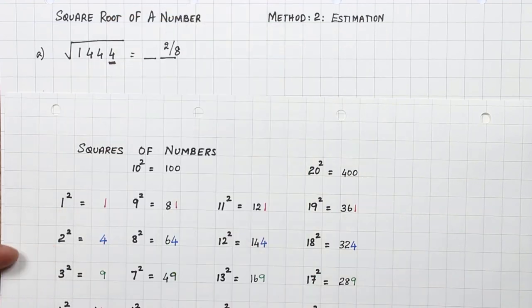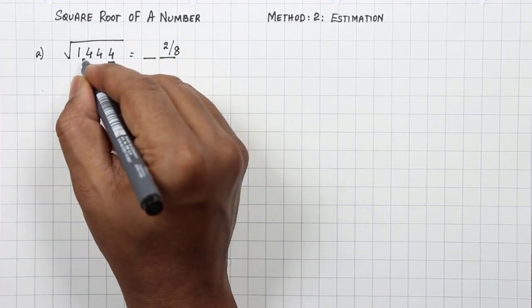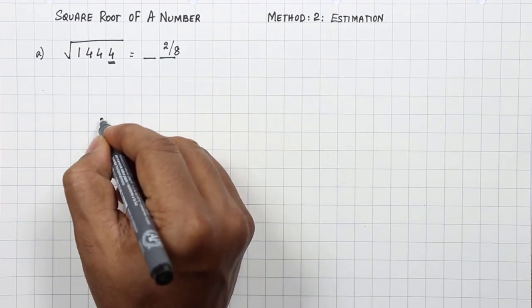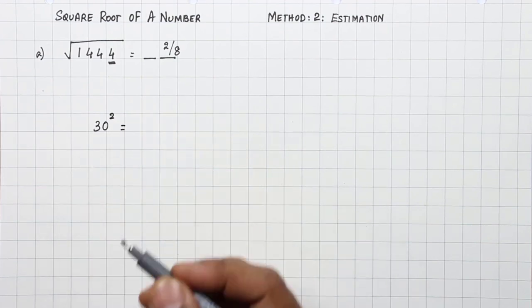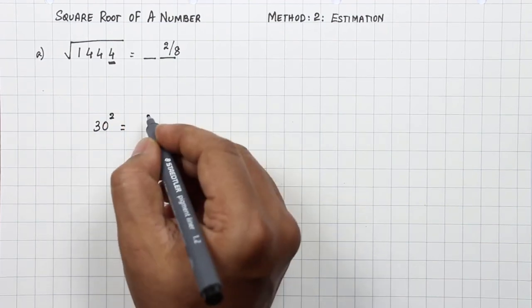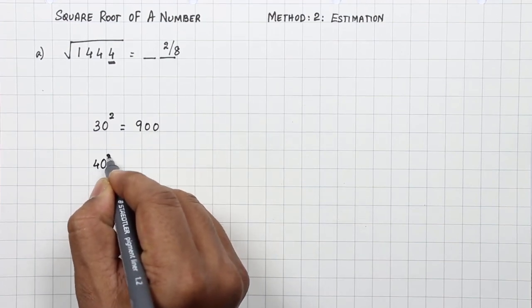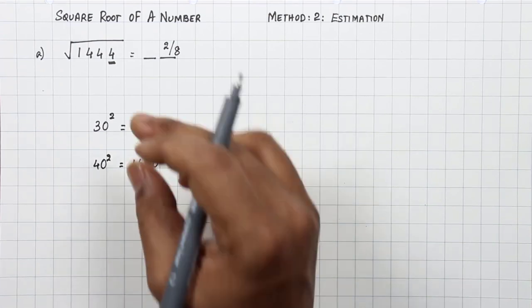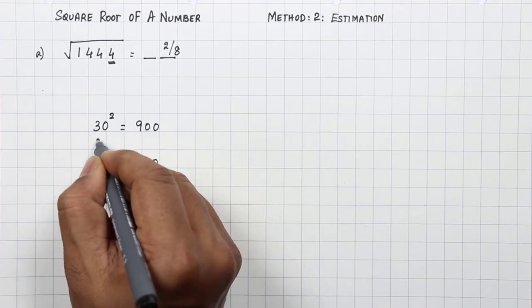So I need to find the tens digit here. In order to find the tens digit, you can just make an estimate. So this is 1444. Now what will be 30 squared? This is easy to calculate since it ends with 0. So 30 squared is nothing but 900. Now what is 40 squared? 40 squared is 1600. Now you can see that this number lies between these two.